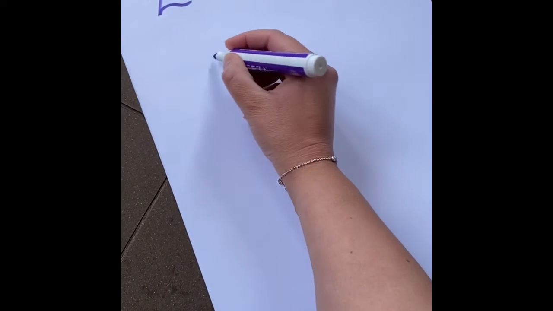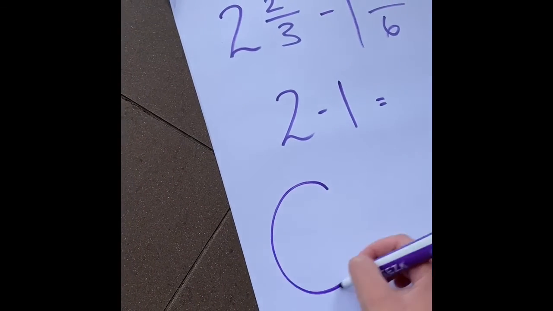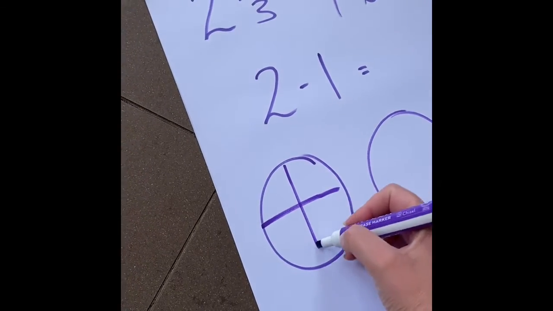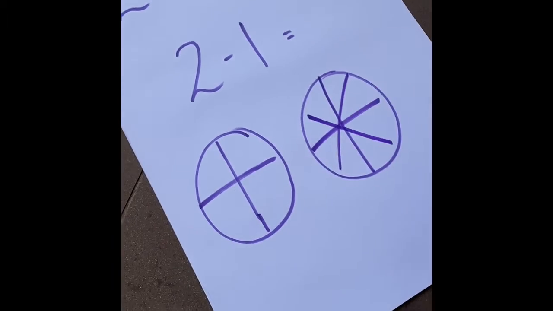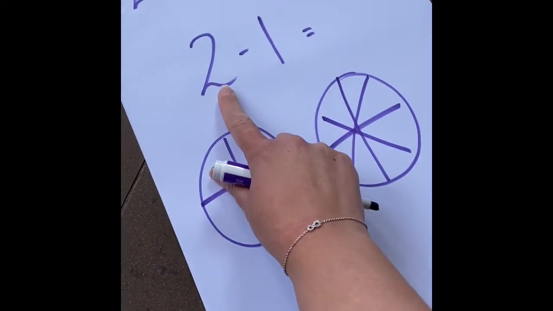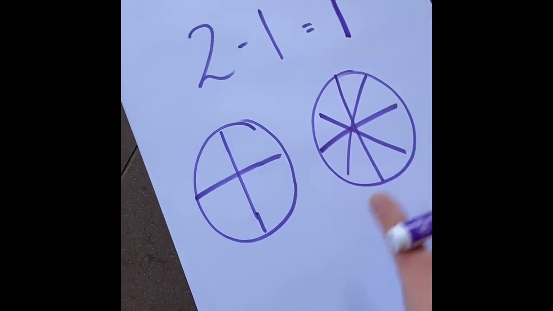So exactly the same as what we did with the adding. We're going to think about our wholes to begin with. Now remember, when we're thinking about wholes, they look exactly the same. So whether my whole has been divided into 4 equal parts, or into 8 equal parts, my wholes are exactly the same. So 2 take away, subtract 1 is 1.